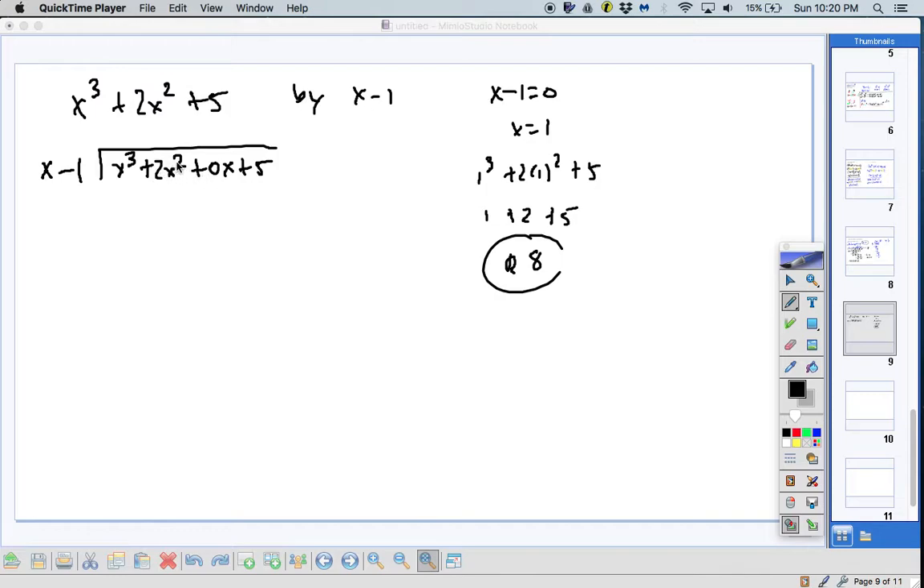So if there was no x squared term, we'd add 0x squared. Since there's no x term, we'll add 0x. And now we start dividing. So how many times does x go in x to the third? Well, it goes in x squared times.